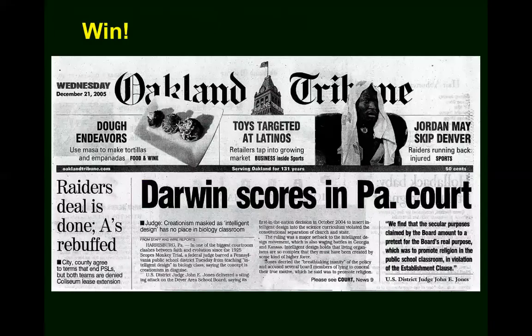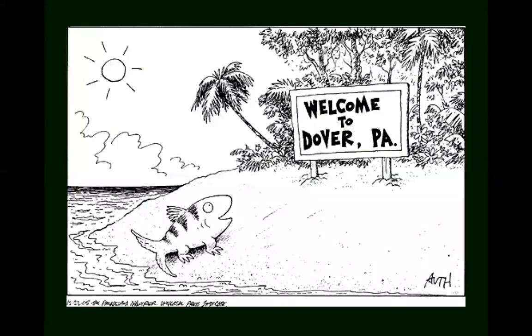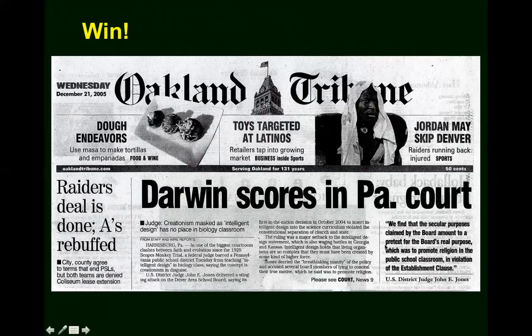All right, so we got some good headlines when we won this case. The evidence was overwhelming, and like I said, this went on for 6 weeks. It was really quite a remarkable thing to see. Darwin scores in Pennsylvania court. The judge said that creationism masked as intelligent design has no place in the biology classroom. And the judge also said, "We find that the secular purposes claimed by the board amount to a pretext for the board's real purpose, which was to promote religion in the public school classroom in violation of the Establishment Clause."